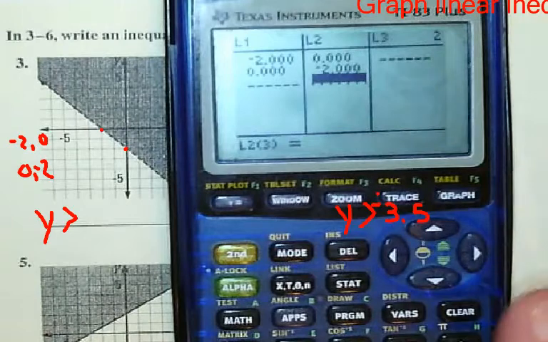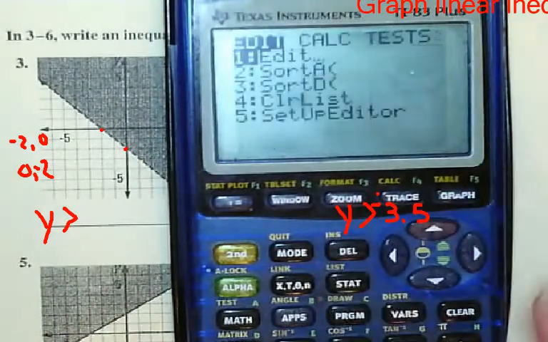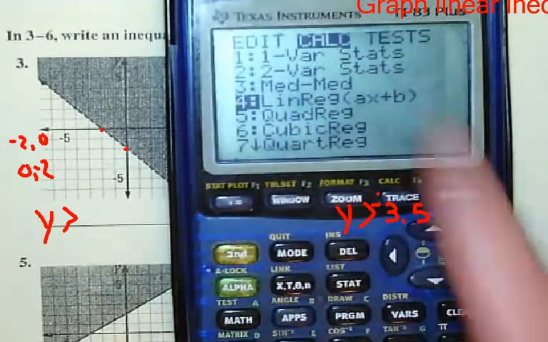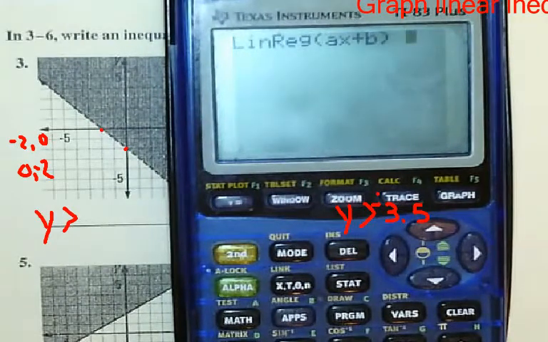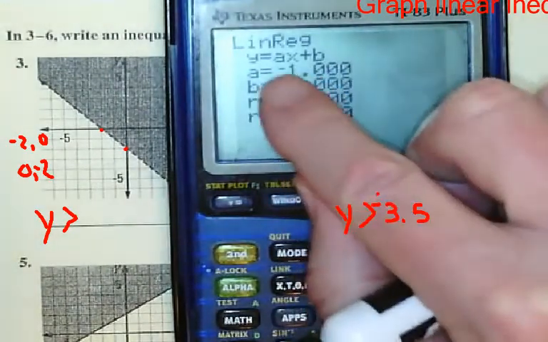Now, prepare to be amazed. This is the coolest thing. Hit stat, go over to calculate, go down to number 4. And look at what it tells me. It tells me the slope and the intercept. Do you see the slope and the intercept?